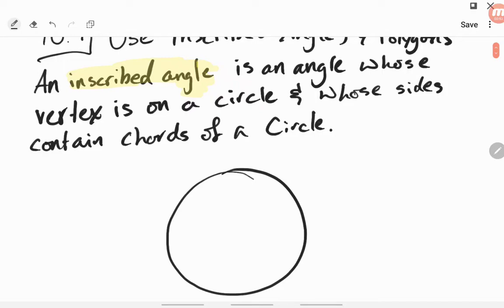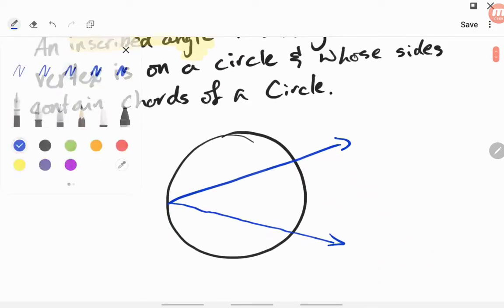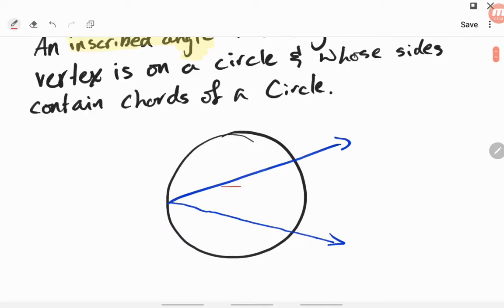This is an angle whose vertex is on a circle and whose sides contain chords of a circle, right? So I could, if I wanted to, and I do, so I'm going to, draw a little line or a ray going that direction, then I'll draw another one going off like this, right? And what we have here is the construction of two chords, right? My first chord is right there. My second chord's right here. So I've got two chords that create this, which is an inscribed angle.